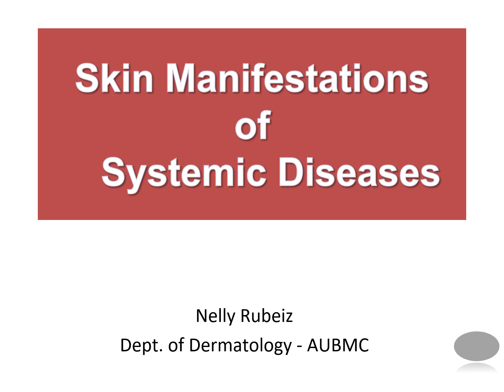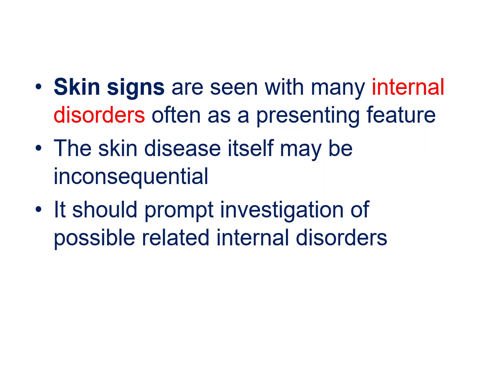In this lecture, we're going to discuss the skin manifestations of systemic diseases. Skin lesions are seen with many internal or systemic disorders, and the skin lesions are often the presenting feature. Now, the skin disease itself may not be very important. However, it's important to recognize it and to recognize that this lesion could be associated with underlying internal disease.